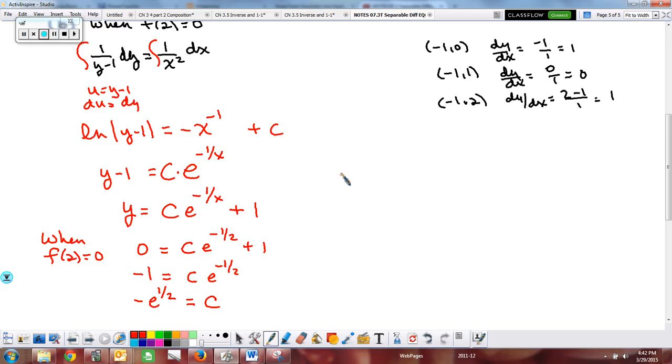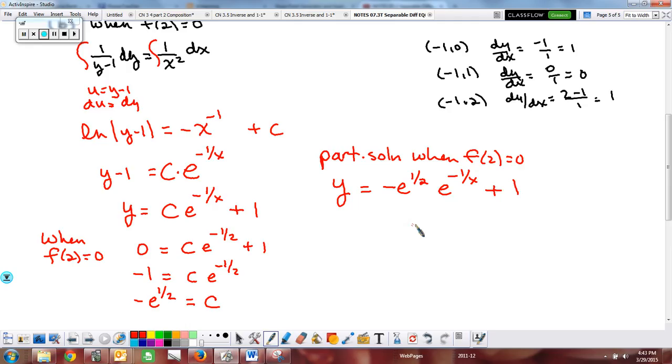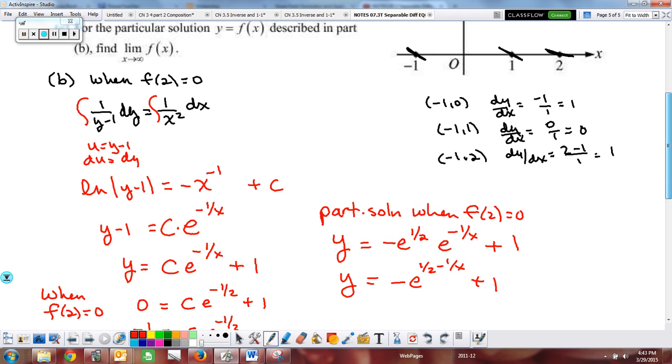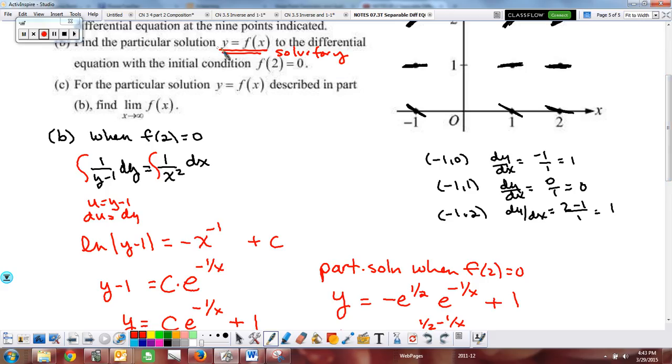Okay, so my particular solution when f of 2 equals 0 would be y equals negative e to the 1/2 times e to the negative 1 over x, plus 1. If you wanted to, because these have the same bases, you could write it as negative e to the 1/2 x minus 1 over x plus 1, feel free. We don't care. It's either one or the other, and they're perfectly happy with both. And so that is the particular solution, solve for y with the initial condition there.